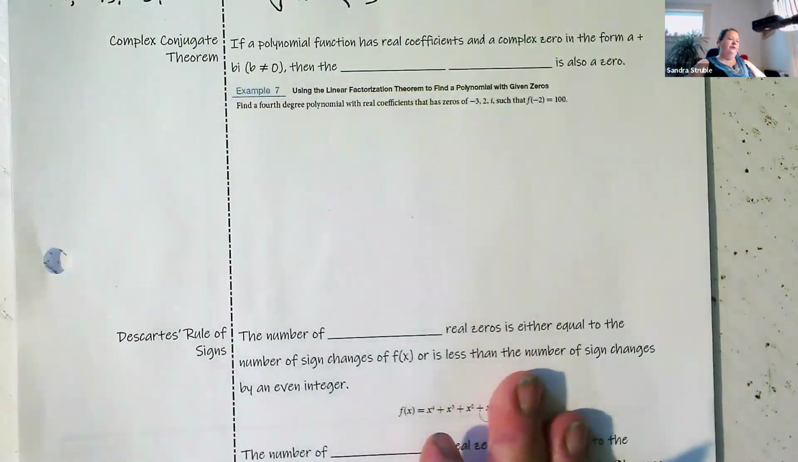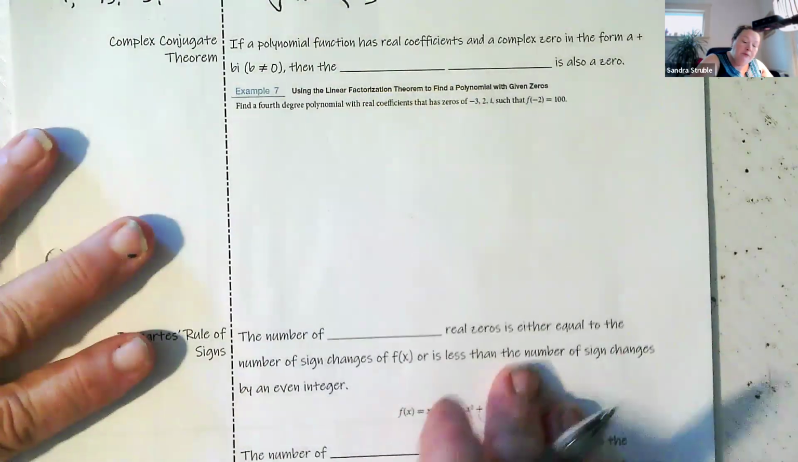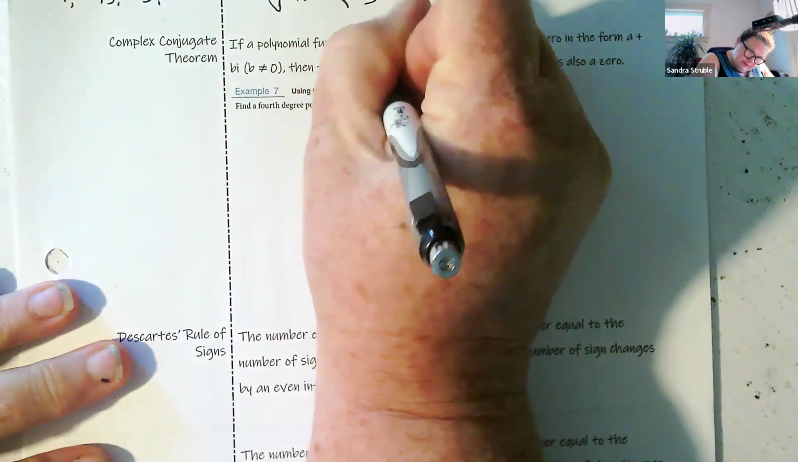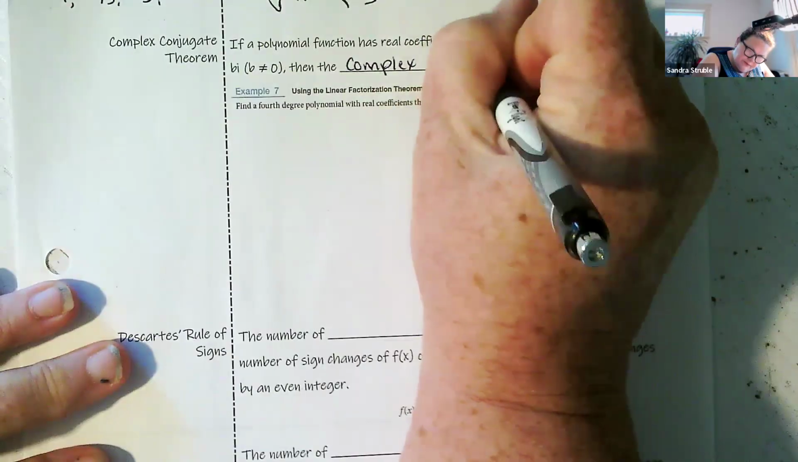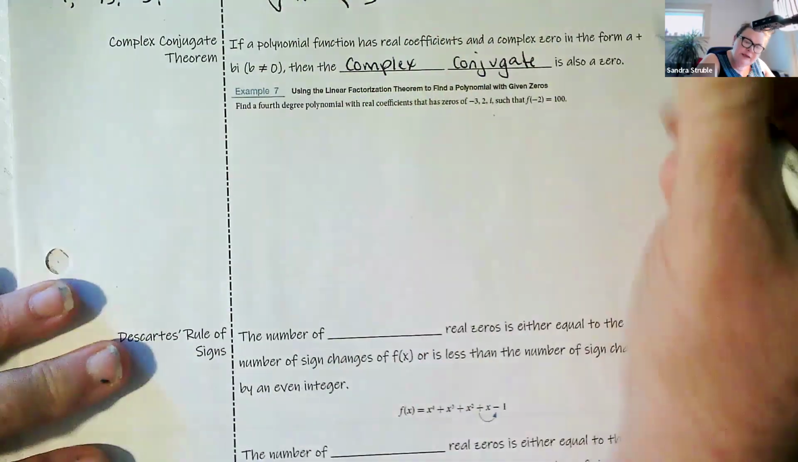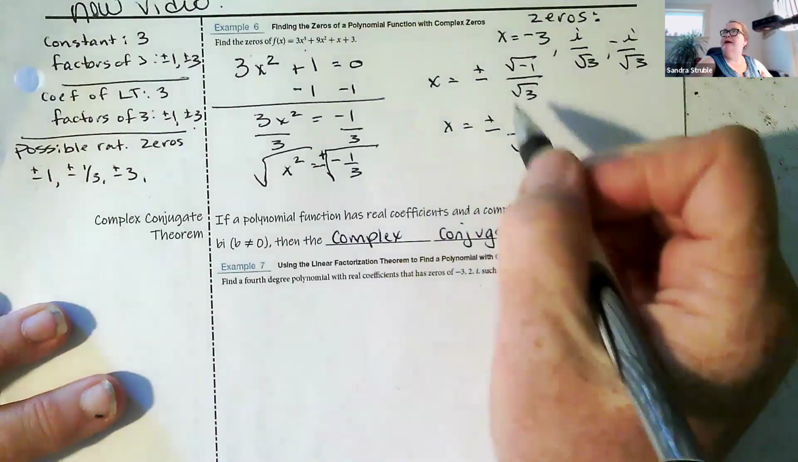Okay. New rule. Complex conjugate theorem. If a polynomial function has real coefficients, there's not imaginary coefficients in front of your x squared or your x cubed or anything. They have to be real numbers. And a complex zero in the form a plus bi. So one of our zeros is a plus bi. Then its complex conjugate is also a zero, as in this case.